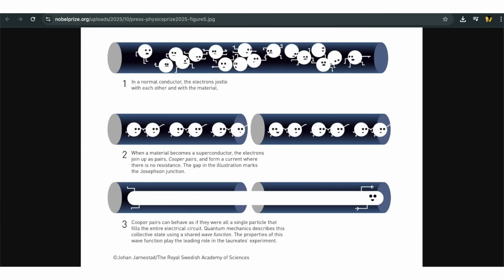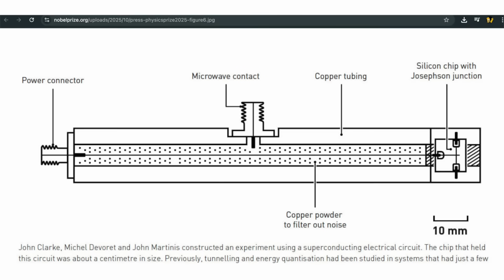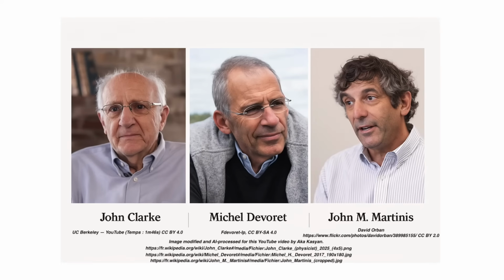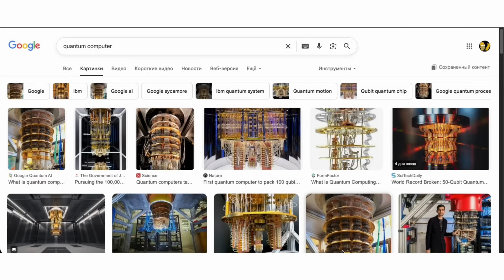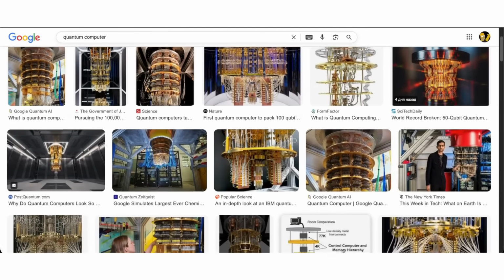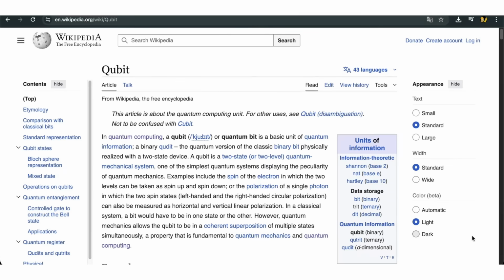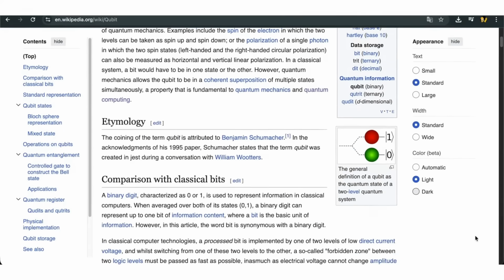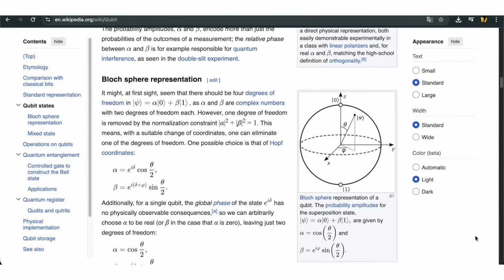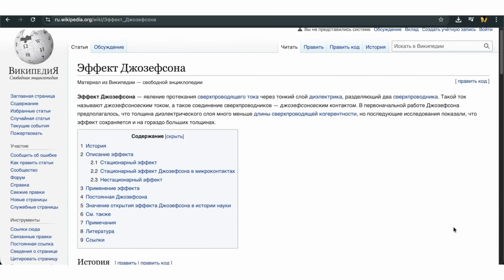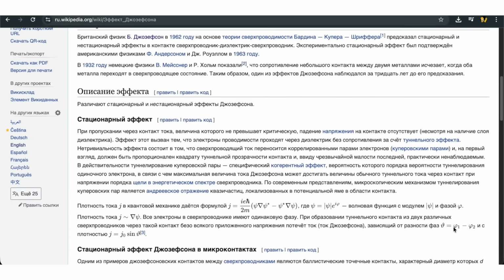Moreover, all of the above was proven back in the mid-80s by the aforementioned scientists, but they received the Nobel Prize 40 years later. One of the main platforms for modern quantum computers is superconducting qubits. Essentially, these are quantum bits that, unlike regular bits, can exist in a state of superposition. Superconducting qubits are created based on Josephson junctions.